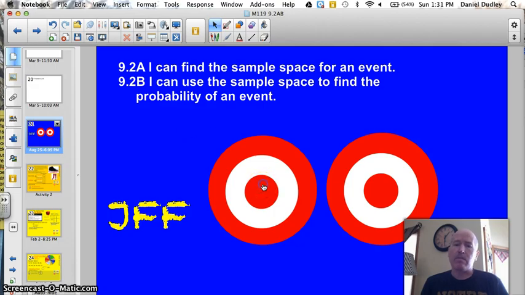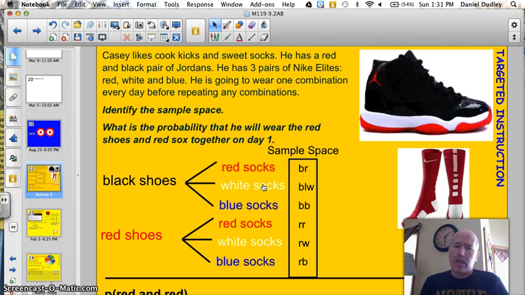Let's do this thing. Casey likes cool kicks and sweet socks. He has a red and black pair of Jordans. He has 3 pair of Nike Elites, red, white, and blue. He's going to wear one combination every day before repeating any combinations. All right, identify the sample space. What that's asking for is how many different possible combinations are there? And then what is the probability that he will wear the red shoes and the red socks on day 1?